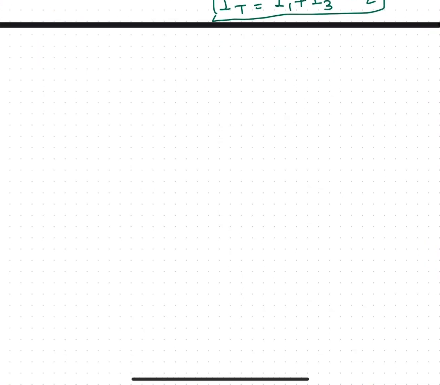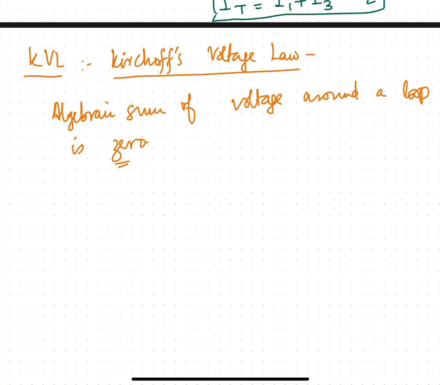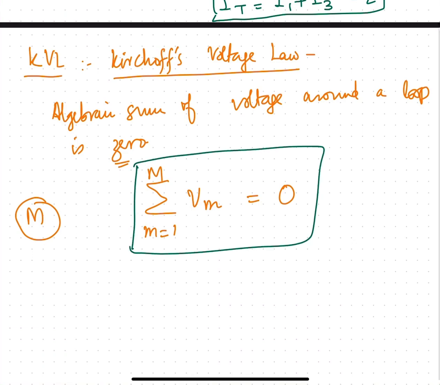The second law that Kirchhoff has given us is the KVL. You would have studied this in your higher secondary classes, but I still want to repeat it here. Kirchhoff's voltage law basically says that the algebraic sum of voltages around a loop is 0, right? So if you have m voltages in a loop, the sum of voltages in that loop is equal to 0.